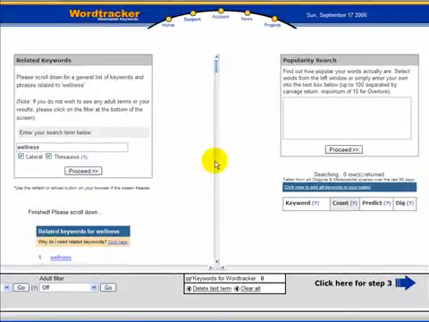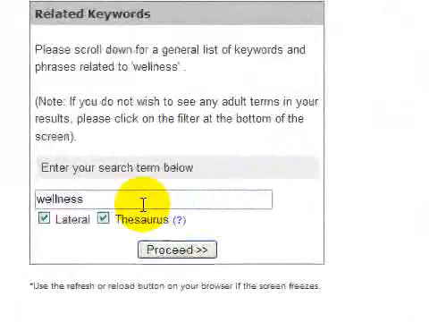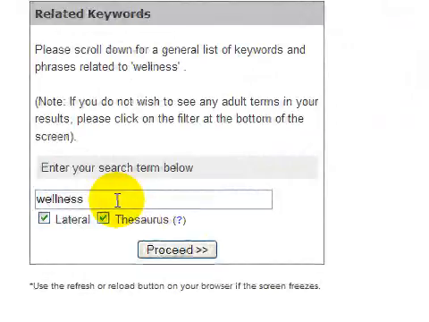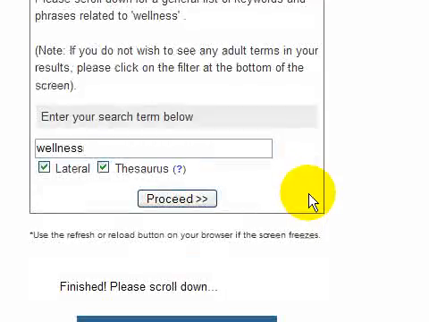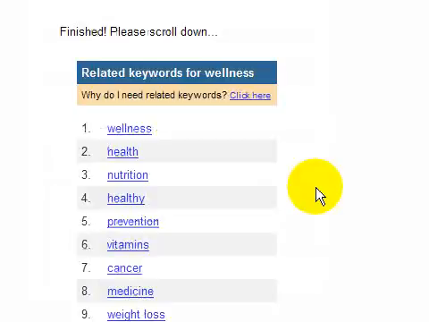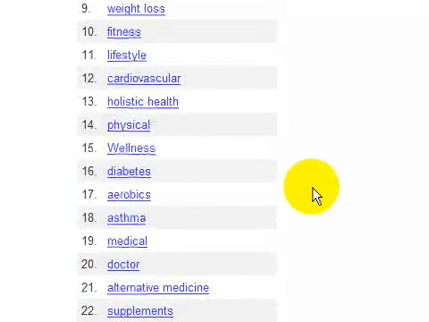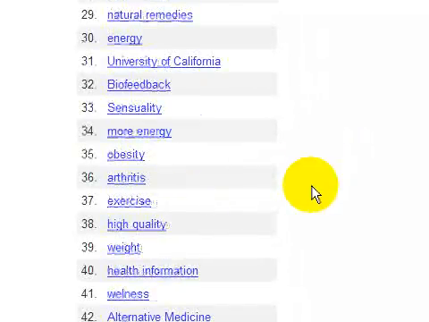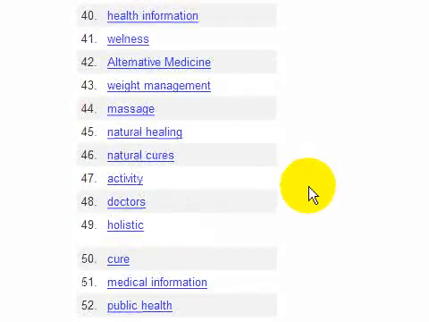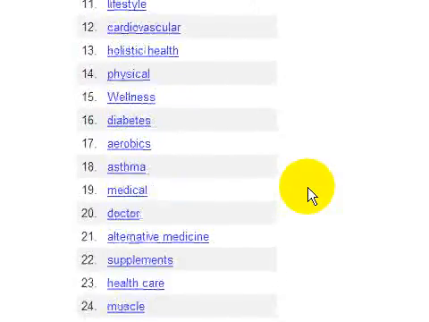Okay, since we're here in Word Tracker, let's go ahead and continue with our general wellness research. So we type in wellness here under the related keywords function, and it generates for us a whole list of other keywords that are related to wellness. As you can see, this list is quite extensive, and you could chase down any one of these and potentially find a hot topic for an information product.